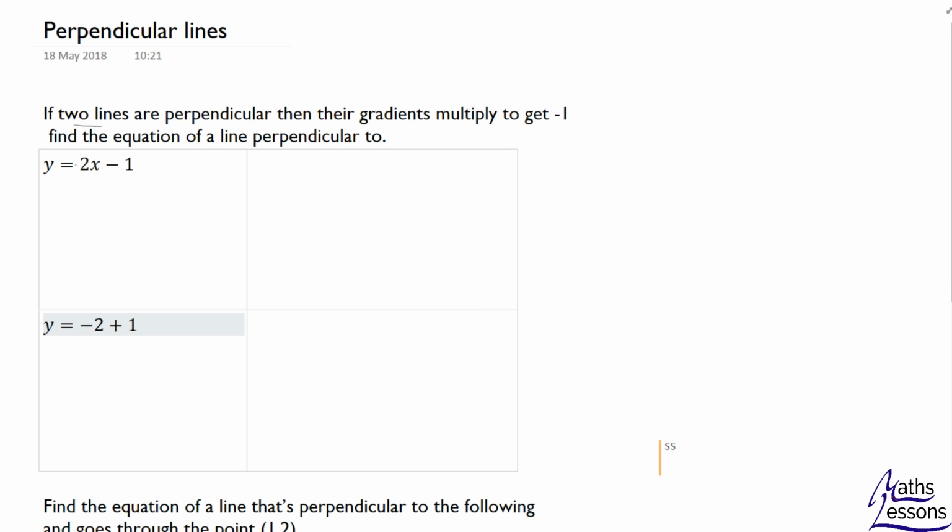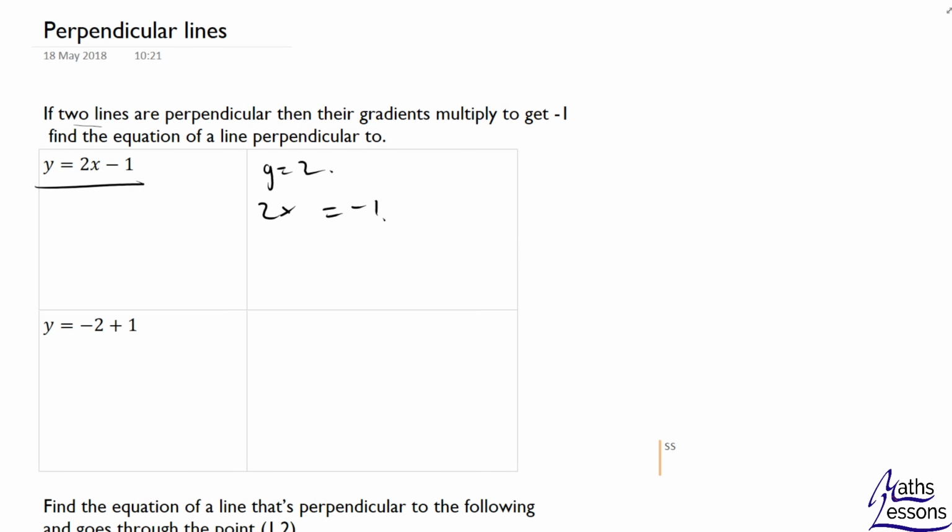Right, let's get on to this question. We're trying to find if two lines are perpendicular. Find the equation of a line perpendicular to this. So we know that the gradient is equal to 2, so 2 times something must equal minus 1. So therefore our something, the gradient, I'm just going to replace that with gradient.